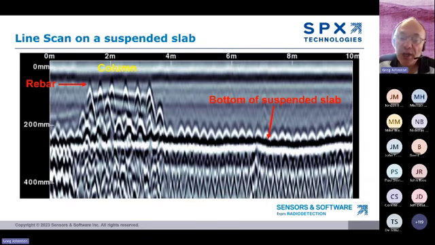Scanning concrete can also be used to confirm for quality assurance that the contractor built the structure as specified. Here's an example that shows the suspended slab thickness. You can see the reflection. The long continuous reflection at the bottom is showing the slab thickness. It also shows the rebar tied to a vertical column. And this is definitely something you want to ensure was done during the construction.